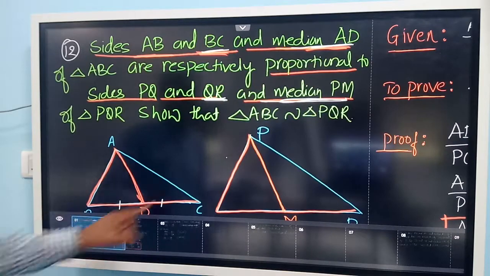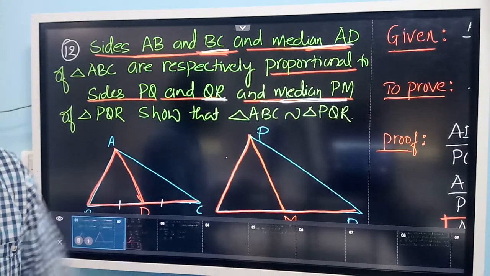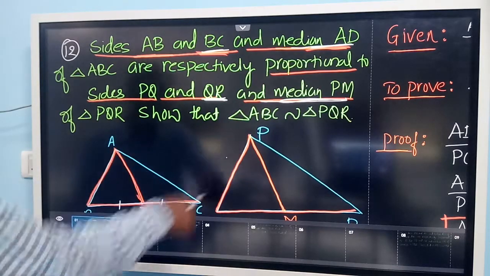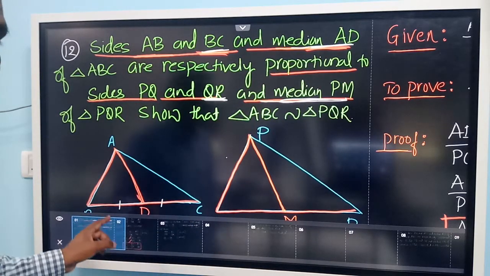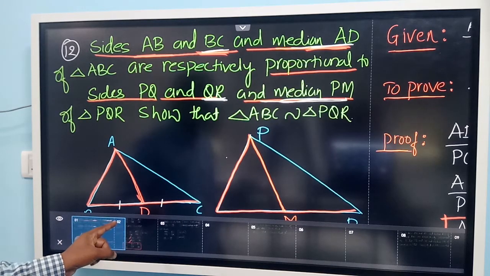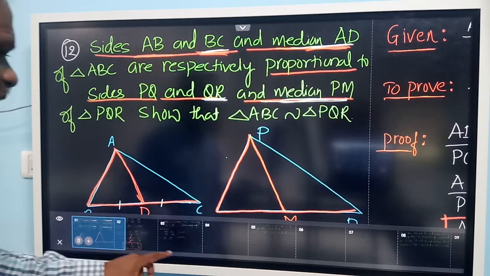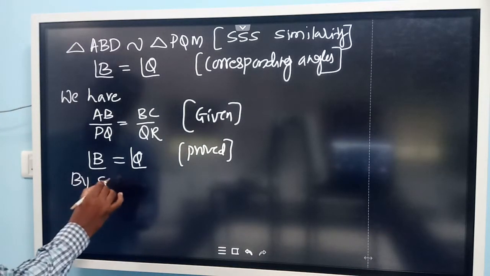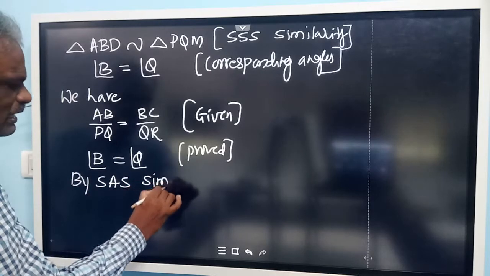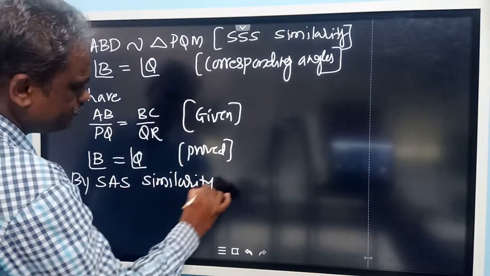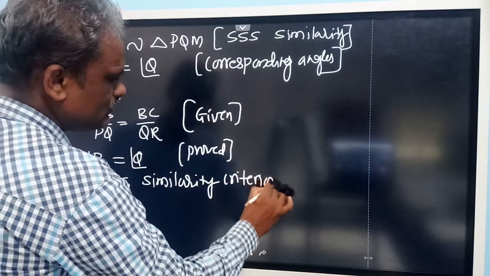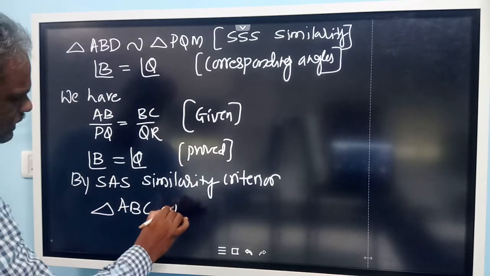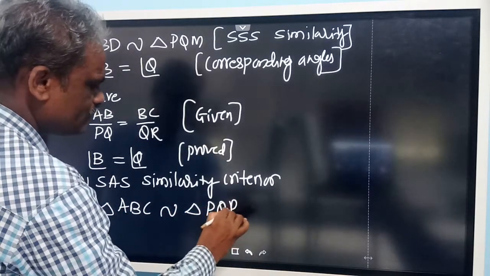Look at the diagram. AB by PQ, BC by QR, and angle P is equal to angle Q. Now I can conclude the triangle ABC is similar to PQR by which criterion? SAS criterion. So therefore I can write, by SAS similarity criterion, these two triangles are similar. Triangle ABC must be similar to triangle PQR.